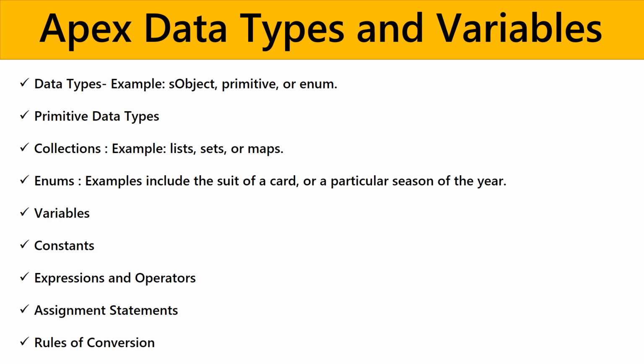Constants. Apex constants are variables whose values don't change after being initialized once. Constants can be defined using the final keyword. Expressions and operators. An expression is a construct made up of variables, operators, and method invocations that evaluates to a single value. Assignment statements. An assignment statement is any statement that places a value into a variable. Rules of conversion. In general, Apex requires you to explicitly convert one data type to another. For example, a variable of the integer data type cannot be implicitly converted to a string.